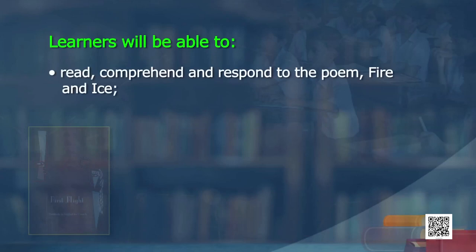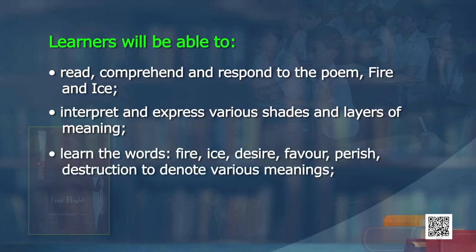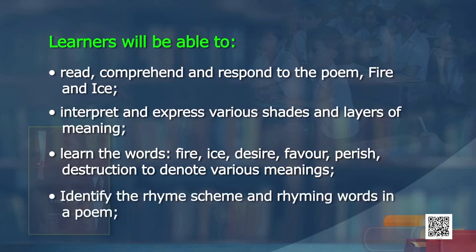Learners will be able to read, comprehend and respond to the poem Fire and Ice. Interpret and express various shades and layers of meaning. Learn the words fire, ice, desire, favor, perish, destruction to denote various meanings. Identify the rhyme scheme and rhyming words in a poem. Very good, very good. These are the objectives Kriti has read out.